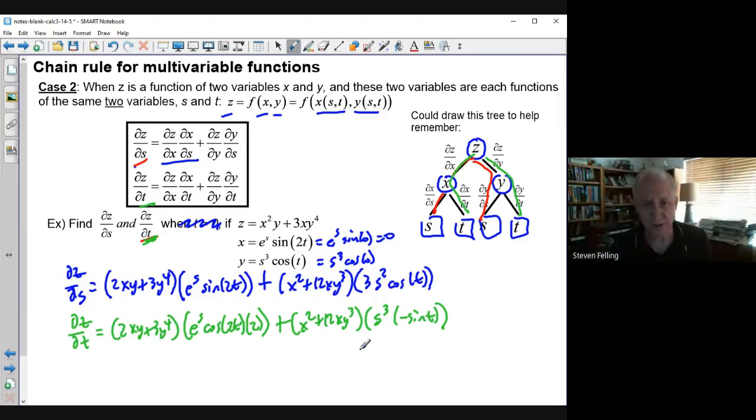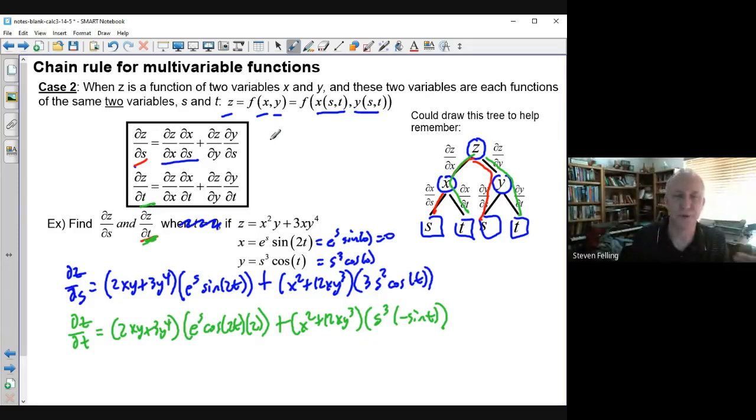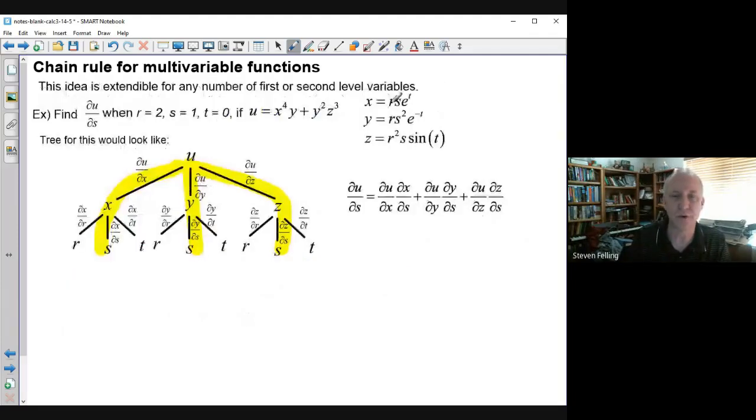And those two cases probably occur the most because often we have parametric forms where we have a single parameter t, or sometimes two parameters, s and t, or u and v, or something like that. But actually, this idea can be extended to any number of first-order level variables. So you could have, for example, let's say u is a function of x, y, and z, and then x, y, and z are each defined in terms of r, s, and t. So 3 variables at this level, and then 3 variables at the second level.